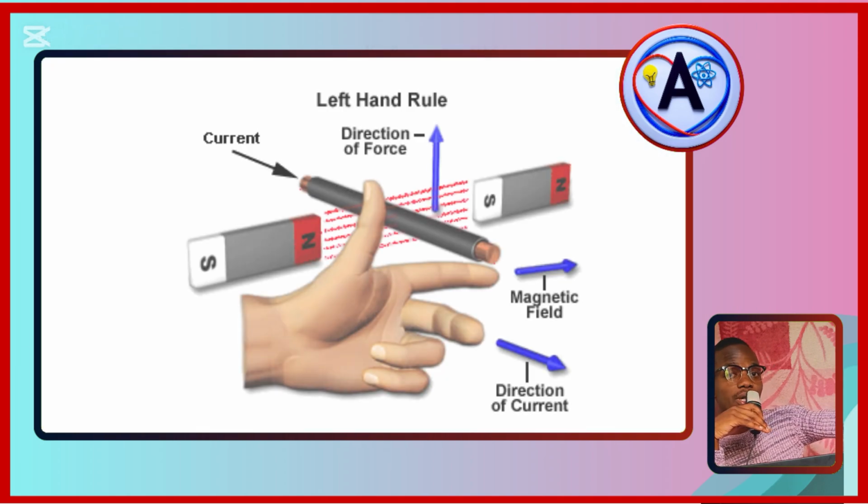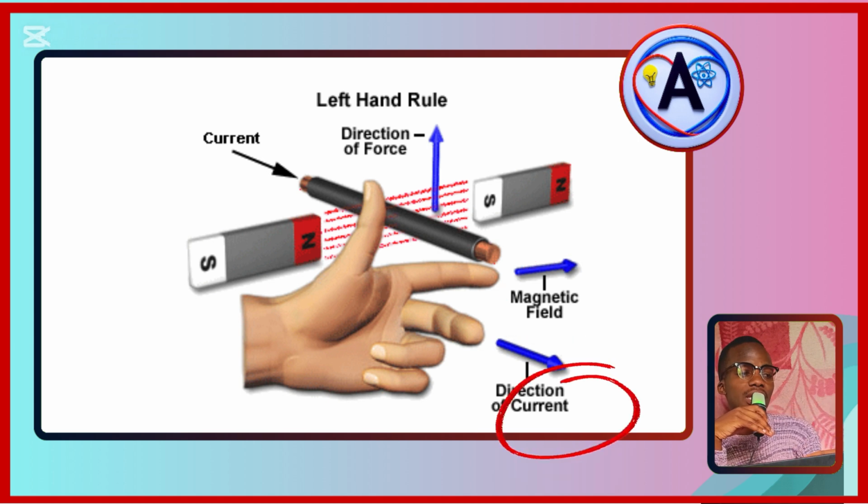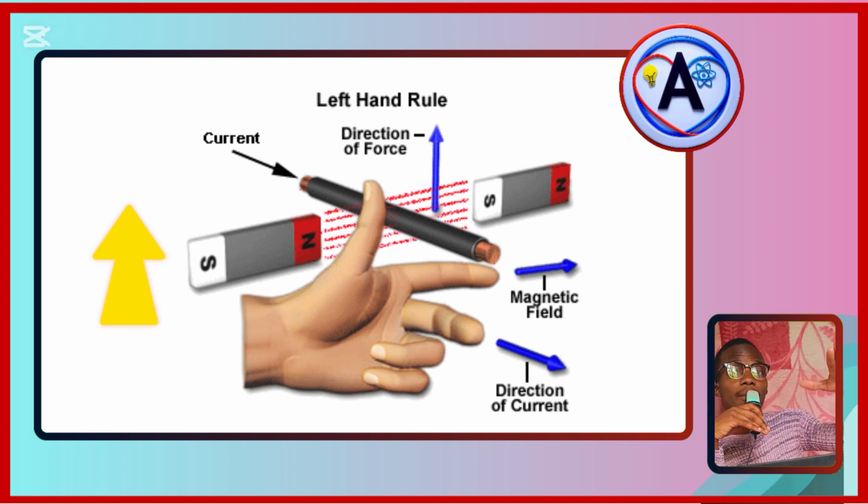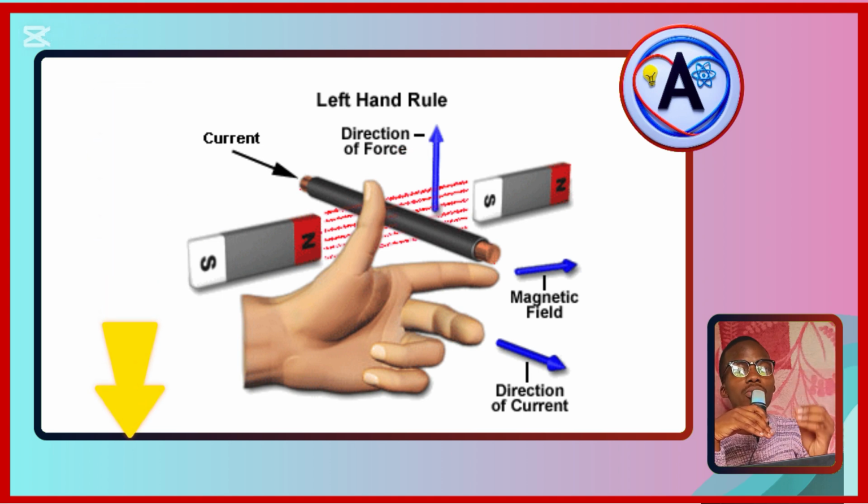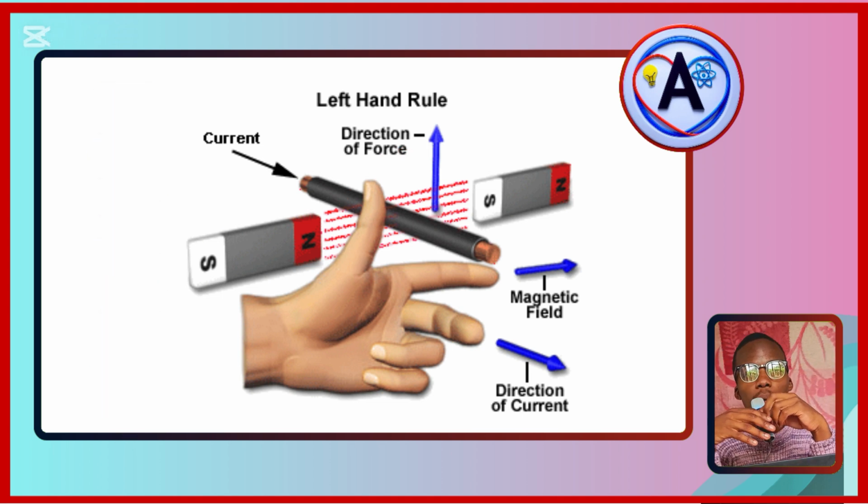So if you're going to point it, point wherever the magnetic field is acting, point wherever the current is, and then the thumb itself will show you the force. Either it's going to move up or down. So that is where we use Fleming's left-hand rule to figure out where would the wire move if we were already to take it and place it in a magnetic field.